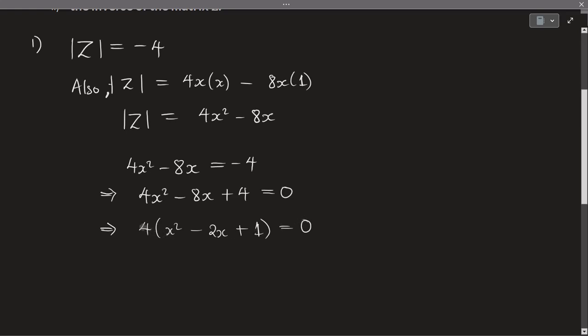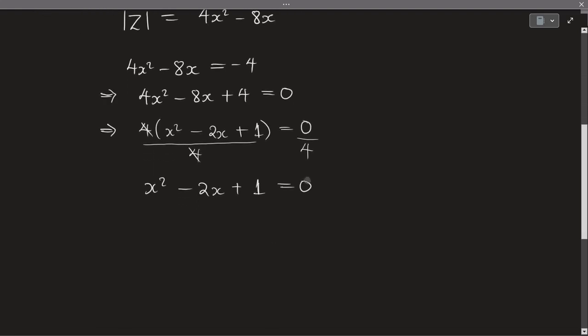Now, because we have a 4 being multiplied by this whole thing here, in mathematics, it's possible that we can divide both sides of the equation by the number which is being multiplied on one of the sides. We do this most of the time. So the 4 there will cancel, and 0 divided by 4 will just give us 0. So our simplified expression that we're working with is x squared minus 2x plus 1, which will be equal to 0. Now, with this, we can apply the factorization method.